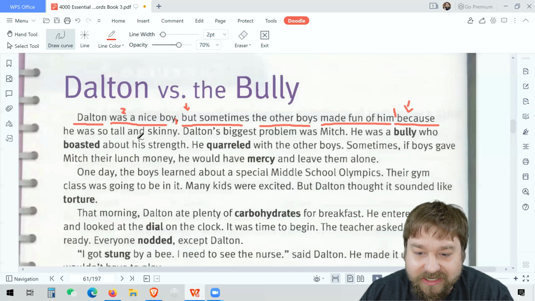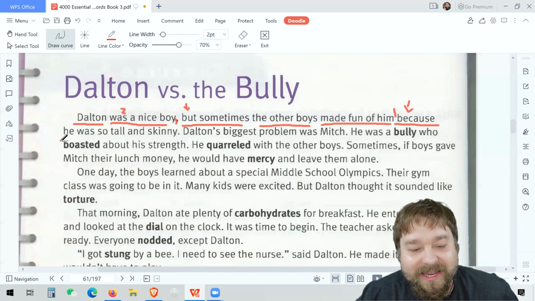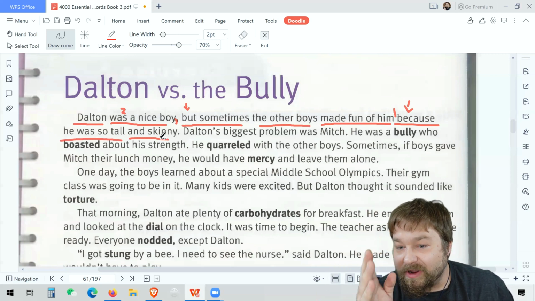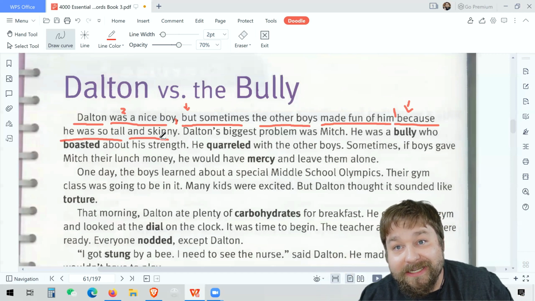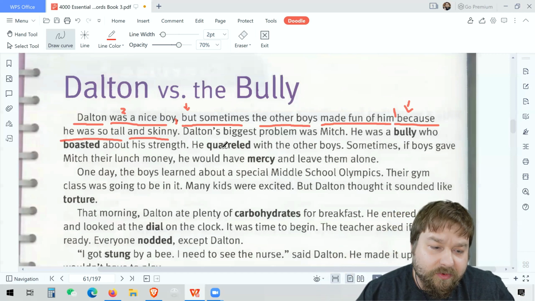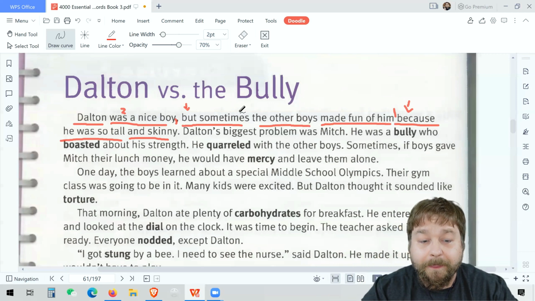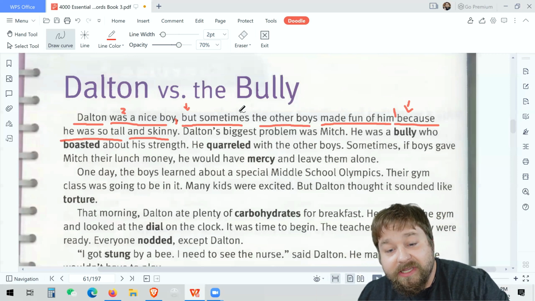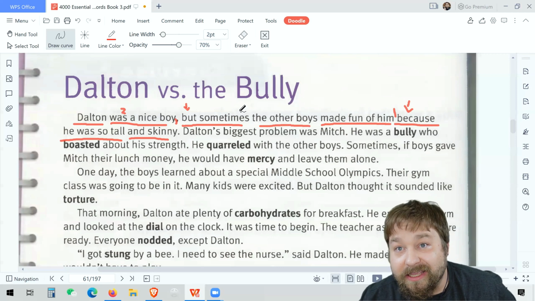We have another conjunction. Look at this sentence. We're going to break it here. He was so tall and skinny. We're going to break it right there. So let's read this whole insanely long sentence. Dalton was a nice boy. Nope, did it wrong. Don't rush it. Stick to your timing. Dalton was a nice boy, but sometimes the other boys made fun of him because he was so tall and skinny.